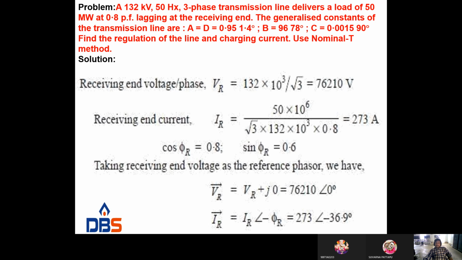We know cos φR is 0.8. What about sin φR? 0.6. Now taking the receiving end voltage as a reference, that is VR is equal to VR plus j0, that is 76210 plus j0, at an angle 0 degrees. IR is nothing but IR at an angle minus φR, so 273 at an angle minus 36.9 degrees.